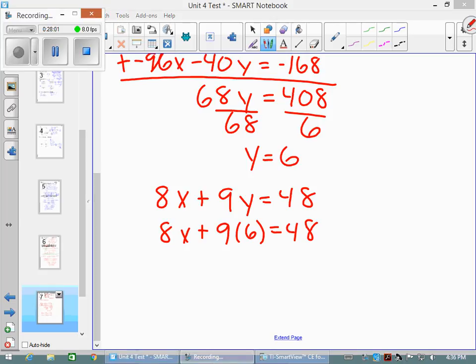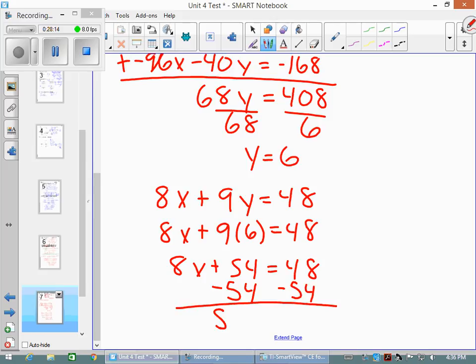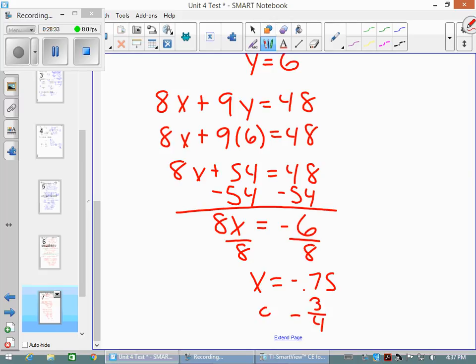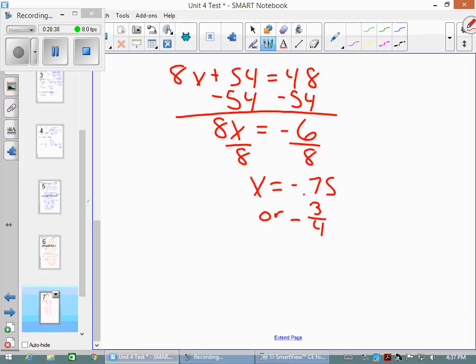I'm going to subtract 54 from both sides. So when we subtract this, we get a negative 6 divided by 8, and we get our x value. It is negative 0.75, or if you had negative 3 over 4, that is also correct. So the solution to this first system was negative 3 over 4, comma, 6. That was our first solution to that system.